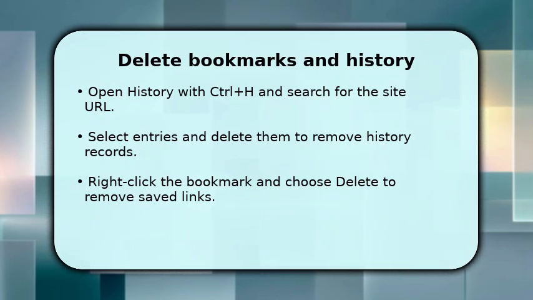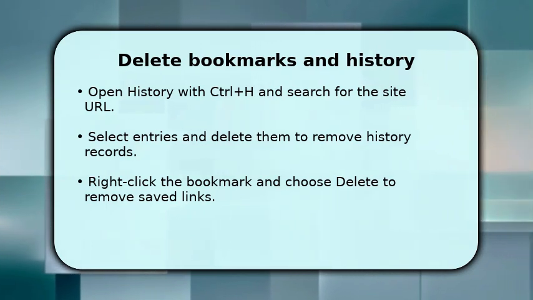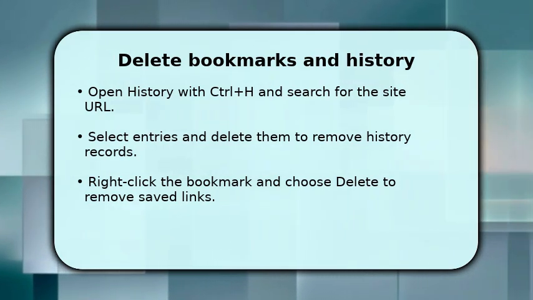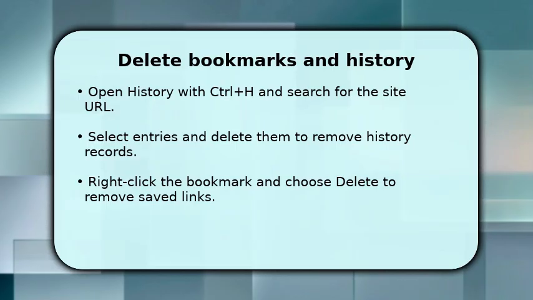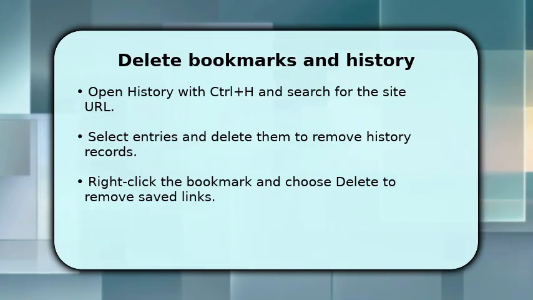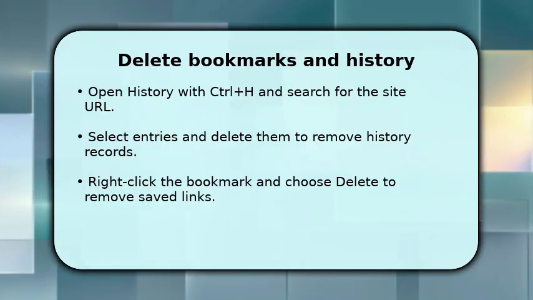Open History using Ctrl+H or via the three dots menu in Chrome. Type the site domain into the search box to filter entries quickly. Select one or multiple results using checkboxes to remove more than one record. Click Delete to remove selected history entries permanently from your browser.